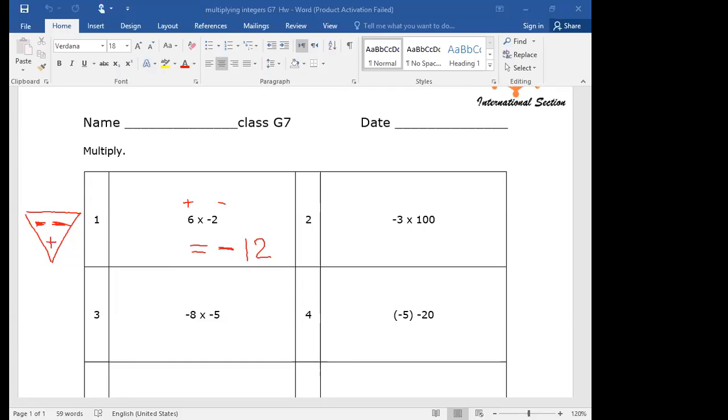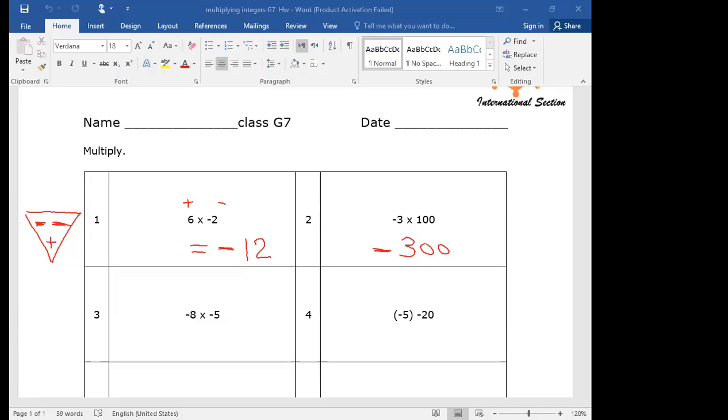Who will answer question number 2? I have negative 3 multiplied by 100. Yes, go on. Negative 300. Thank you. The first number is negative. The second number is positive. So the answer should be negative. And then I'm going to multiply 3 times 100. It will equal 300. Right? What else do we have?